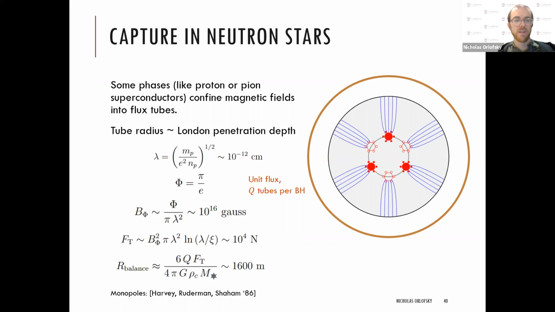They have a radius of order the London penetration depth, which in these dense media is very small, 10^-12 centimeters. And each one carries a unit of magnetic charge, or magnetic flux, excuse me. So each magnetic black hole has Q different flux tubes coming out of it.